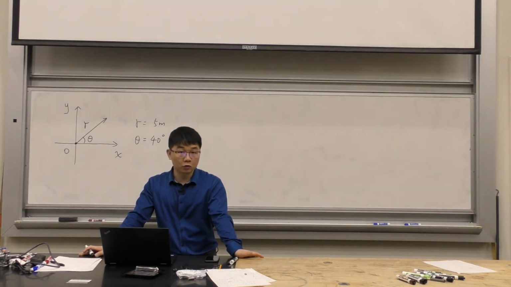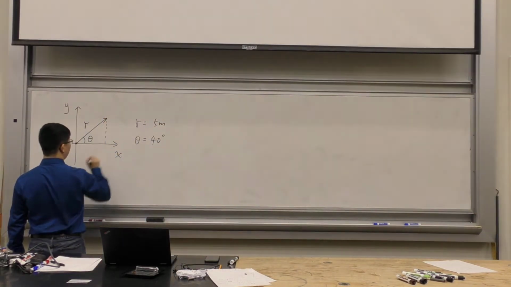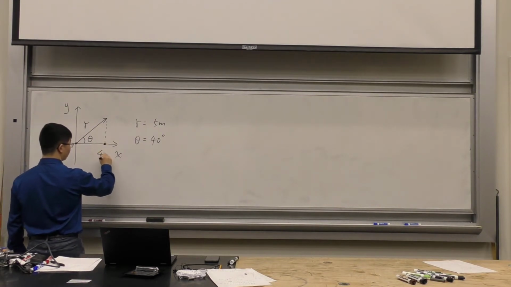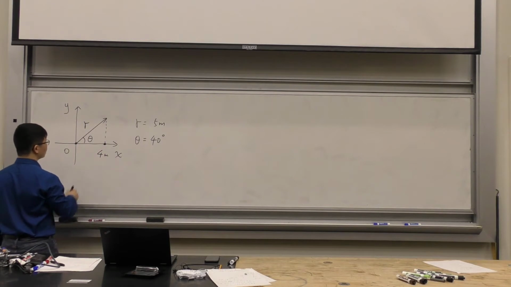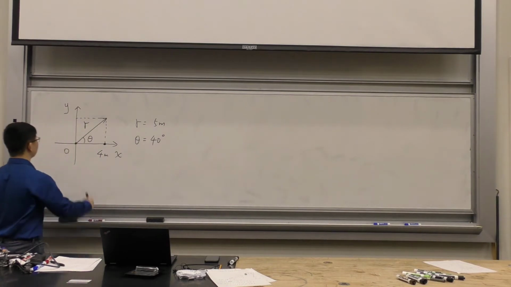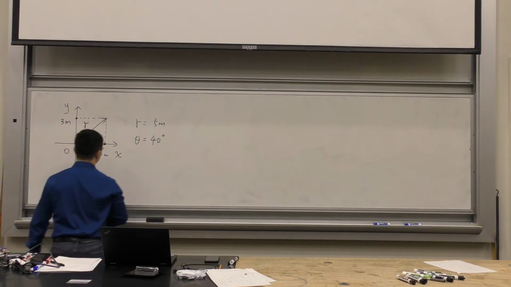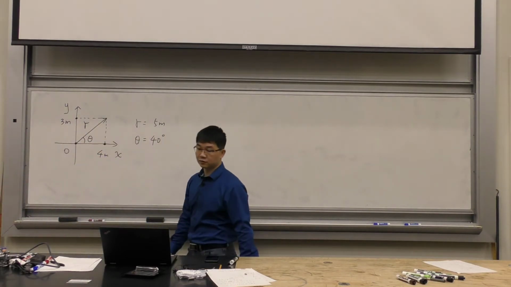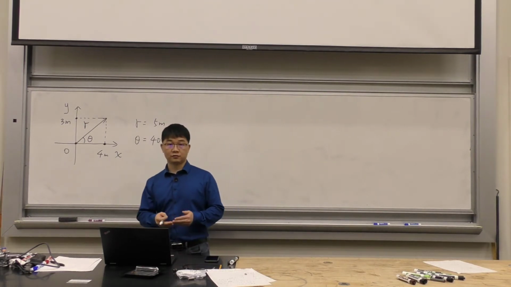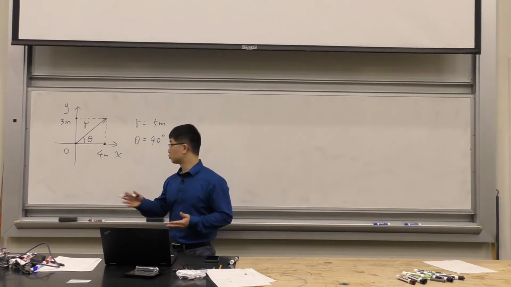Another way is the component form. So if I project this vector onto the x direction, I would find a number here, say 4 meters. And then I can also project it onto the y-axis, so I would also get a y-coordinate here, say 3 meters. If I tell you the x and y coordinates of this vector, you also know all the information about this vector. You can also draw this vector. You're going to draw a very unique vector if I tell you these two numbers.